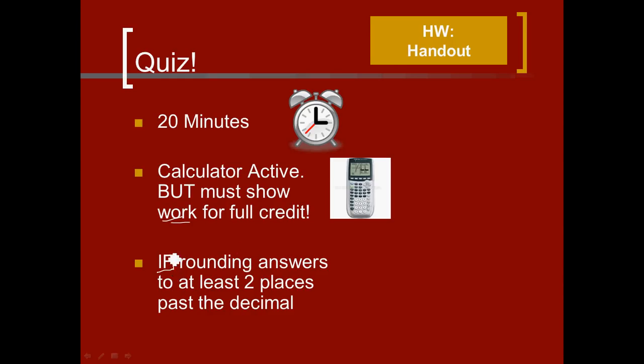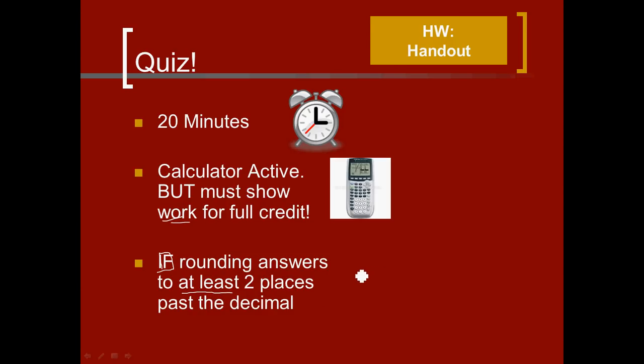So I love the kid that asked me, well, I want to write a half as 0.5, so how many decimal places? No. A half is exactly 0.5. That's not rounding. If you're going to round, so you have, for instance, an irrational number, I want you to write at least, meaning you can write more, but write at least 2 places past the decimal.